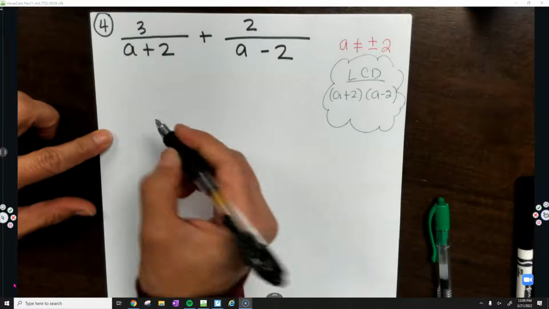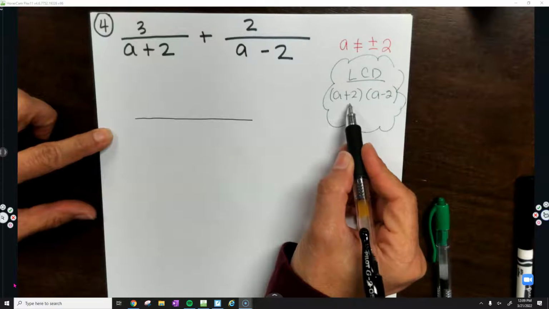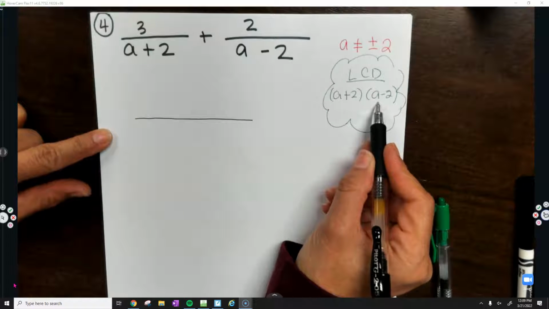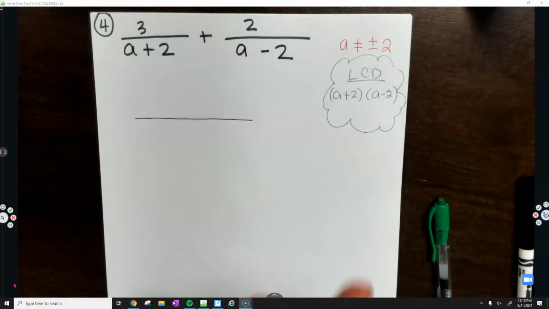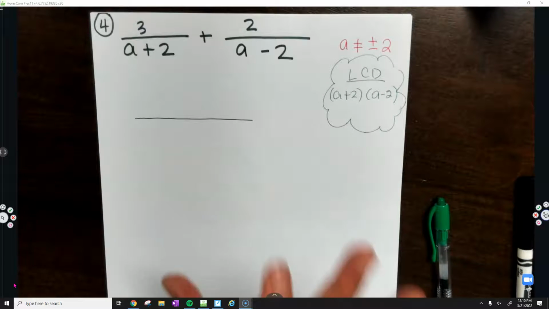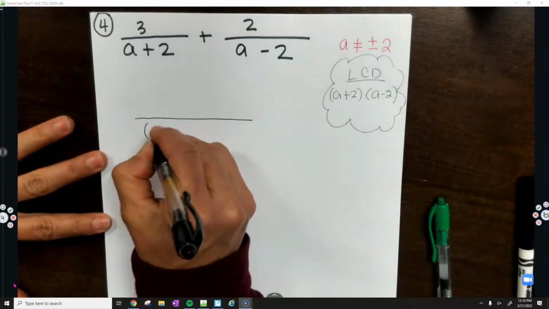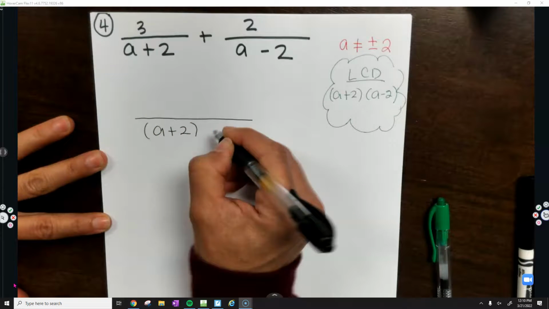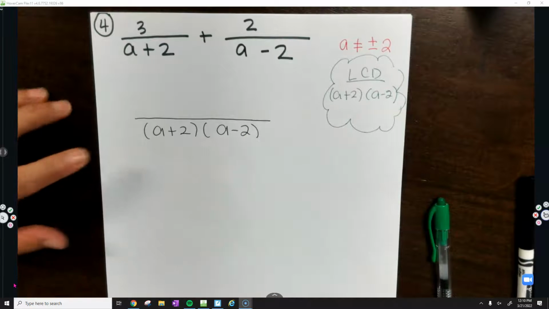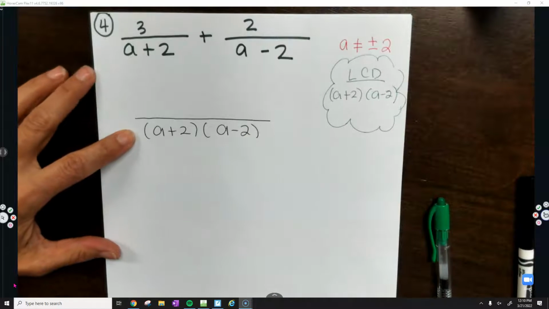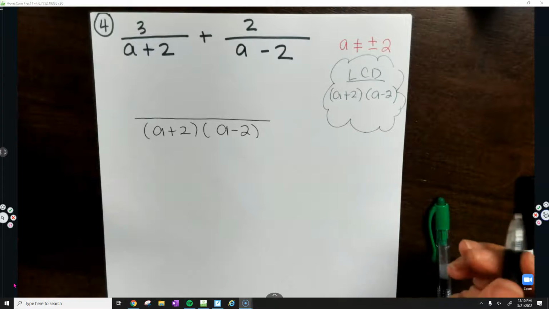So I'm going to draw a fraction bar. What is the least common denominator? It's this right here. You can't simplify that further? No, don't simplify and don't multiply them. Leave them in factored form. Leave everything in factored form. So this is going to be A plus 2 and A minus 2. Why don't we multiply them? Because if it cancels out, we'll have to go back and factor again to see if they cancel out. So just leave it in factored form.